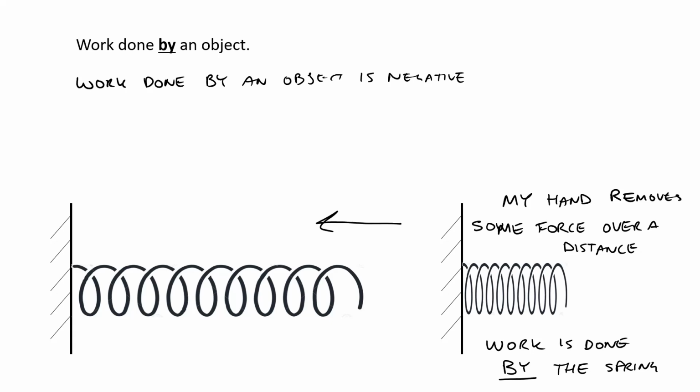Okay, so in this case, I am forcing it outward. And so now imagine, as we start to go back this way, only looking at the spring, not looking at my hand, the spring is doing work, pulling it back to its original state. So work is done by the spring as the energy decreases.